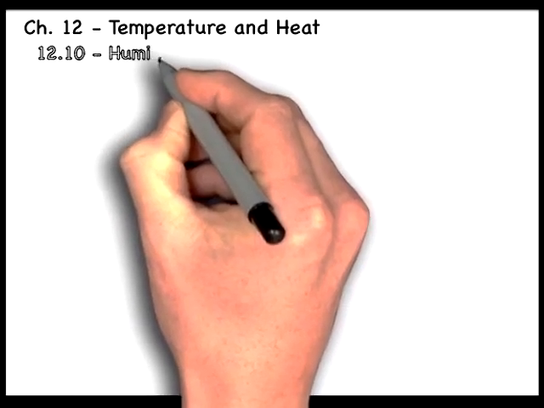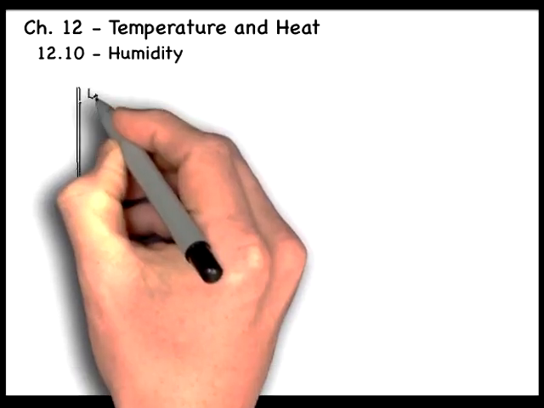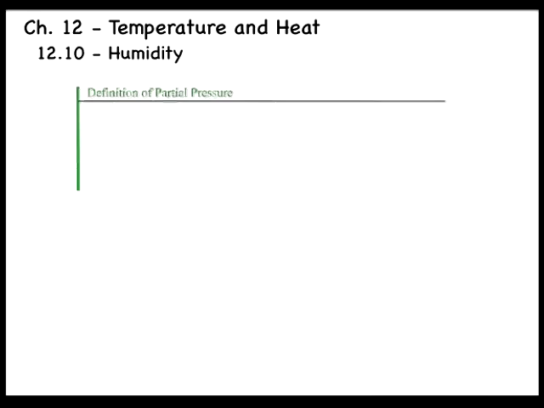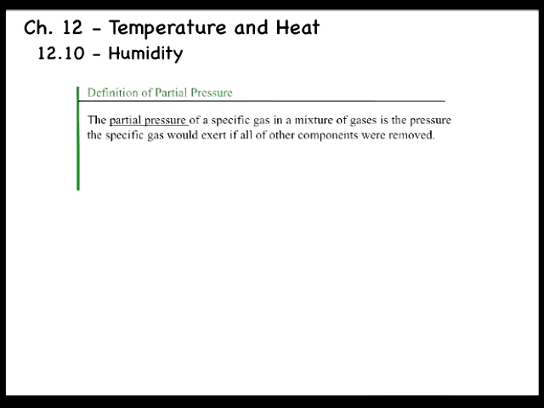Air is a mixture of gases, including nitrogen, oxygen, and water vapor. The partial pressure of a specific gas in a mixture of gases is the pressure it would exert if all of the other gas components were removed. The total pressure of the mixture is the sum of the partial pressures of the component gases.